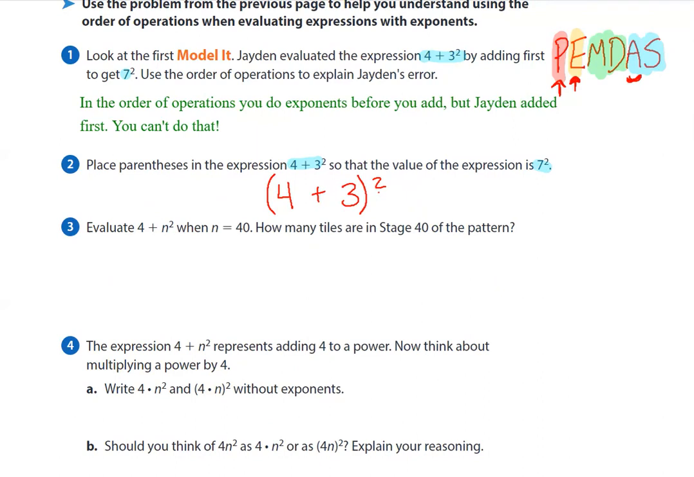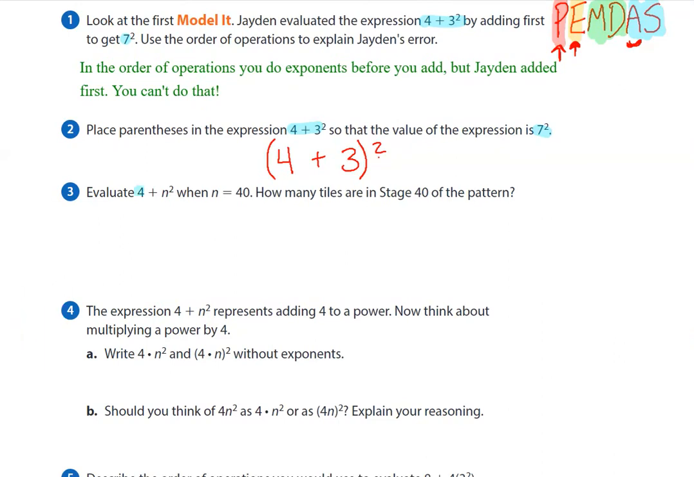Number 3, evaluate 4 plus n squared when n is 40. So we already kind of did this up there, didn't we? So 4 plus, and then it says n, but n is 40, so we just have to put 40 instead. Just plug it in. And so we have to do the exponent first, because that's how PEMDAS works. Do the exponent first. So this is 40 times 40. Which we already determined was 4 times 4 is 16. Put 2 zeros after it, 1600, and then we'll add the 4, so it is 1604.